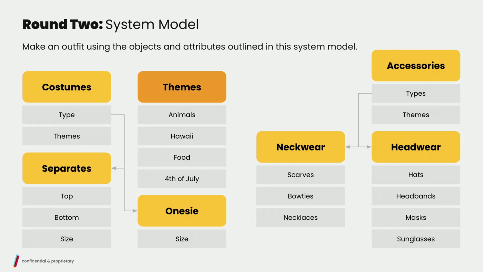Okay. We are getting a little bit more fidelity here in our system model. So now we're starting to break down the different aspects or attributes of costumes, separates, what is a onesie, neckwear, headwear, accessories, etc. We've given you some themes now. We're starting to outline things a little bit more. So if you would like to change some aspects of your costume based on what is up there and what you see, is there anything that you would like to change? Does it have to be within those 4 themes? It's part of the content model, so yes.